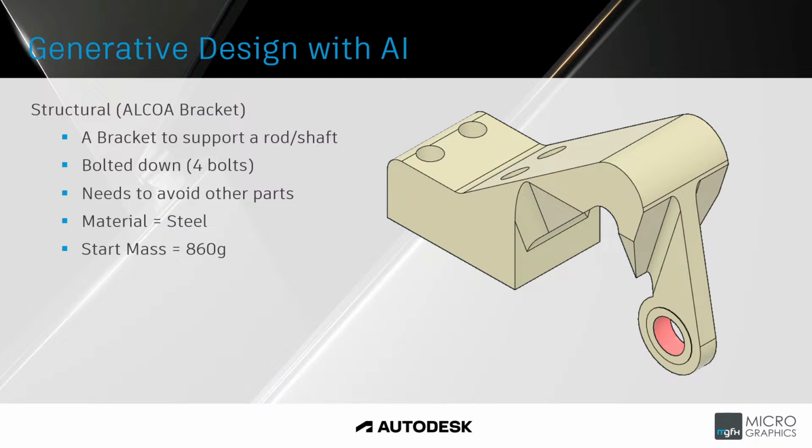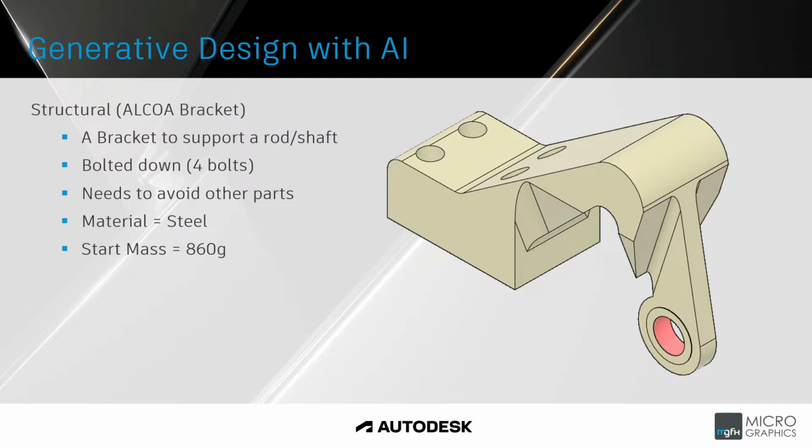It's bolted down using 4 bolts. So towards the back left of the design, we can see 4 bolts going through the component. And there are components that need to be avoided, hence why we've got this sort of uphill and then it comes back down. So there's that V shape underneath it to create clearance for other components. And if we look here, the material is steel and the starting mass is about 860 grams.